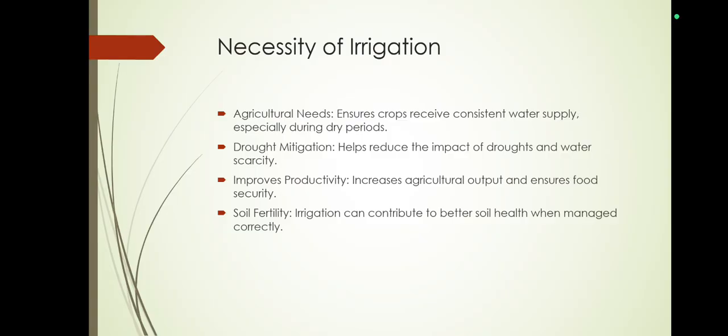These are the key points of the necessity of irrigation. First is agricultural need. We need to ensure the crops receive a consistent water supply, especially during dry periods. Second is drought mitigation. Third is improved productivity, that means increasing agricultural output and ensuring food security. And the last one is soil fertility.